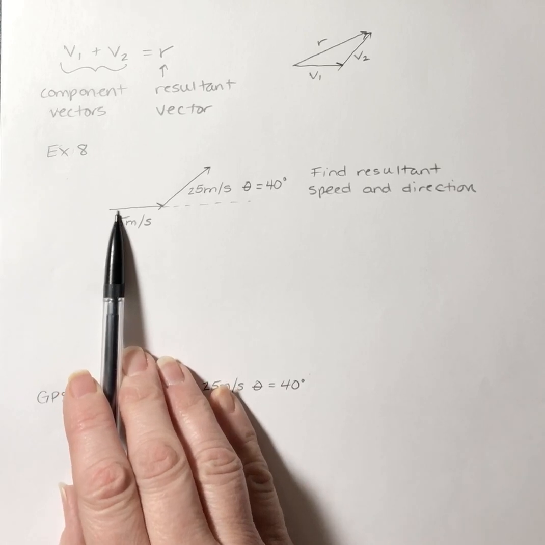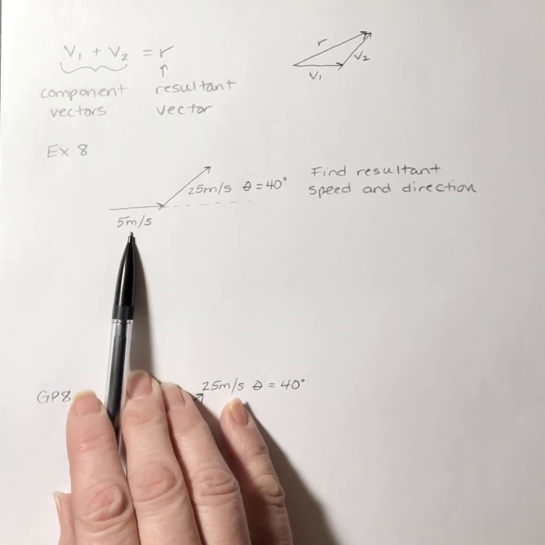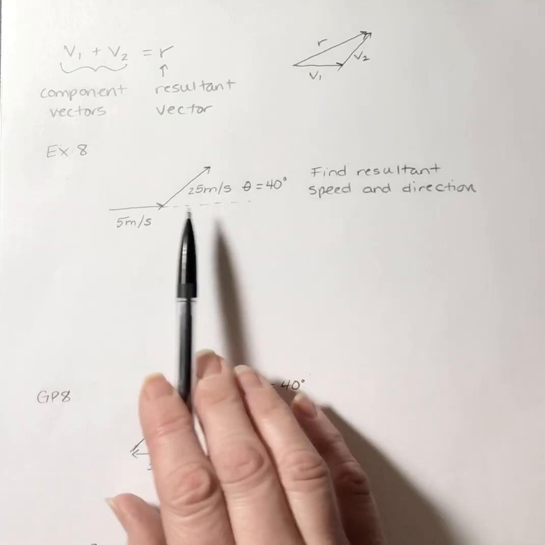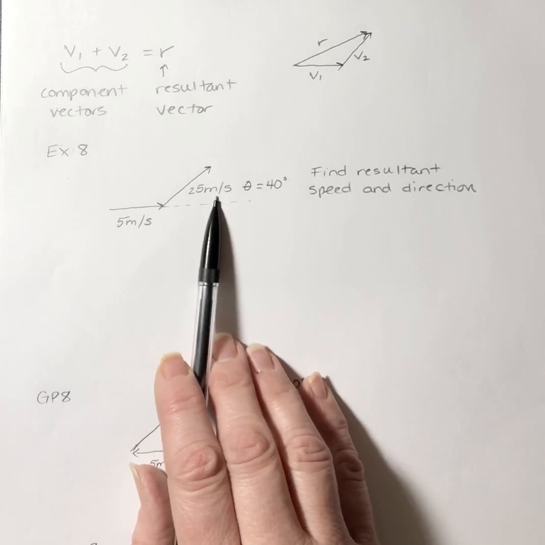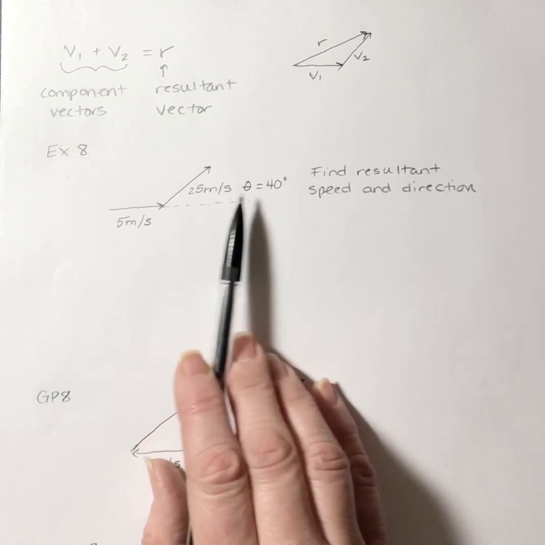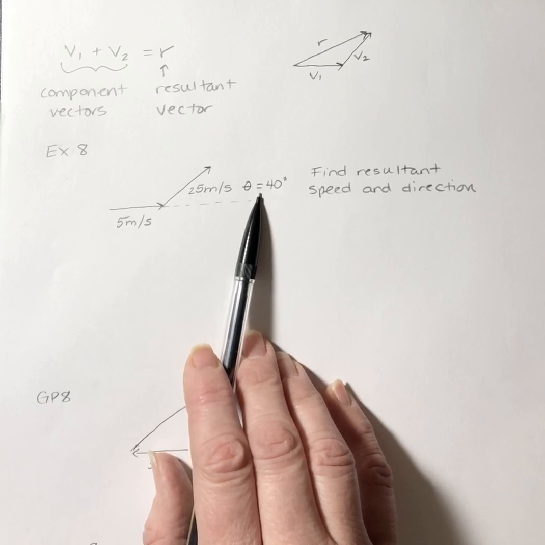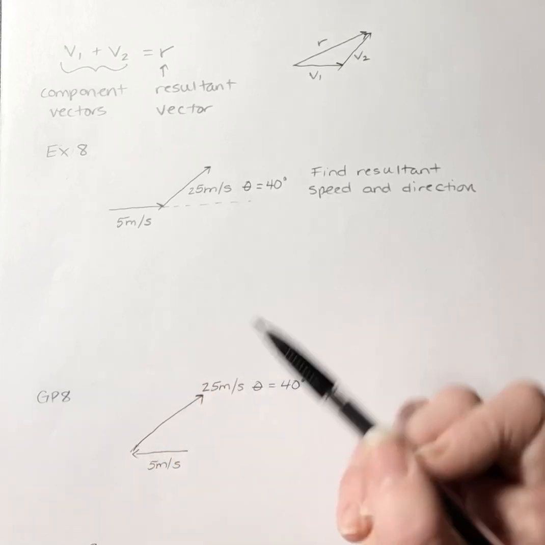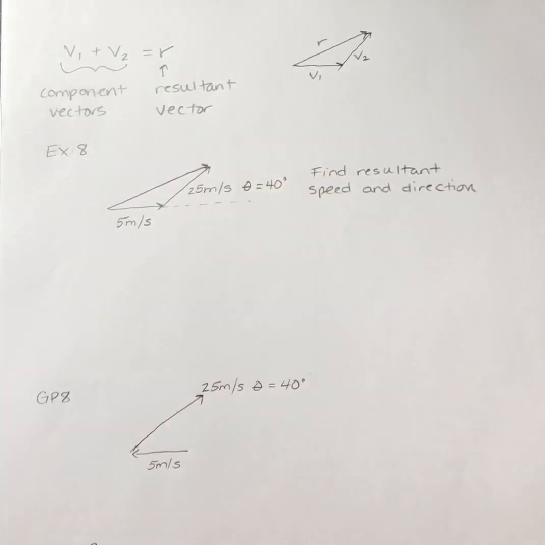So I drew a vector first. This is him running, okay? He's going 5 meters per second. Then he throws the football at a velocity of 25 meters per second. That's the magnitude of this vector, with it at an angle of 40 degrees with the horizontal, okay? What is the resultant speed and direction of the pass? So this would be my resultant vector.